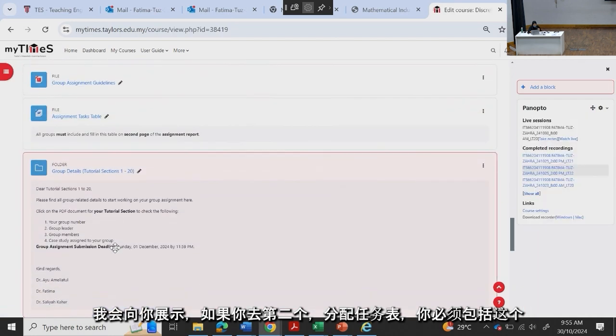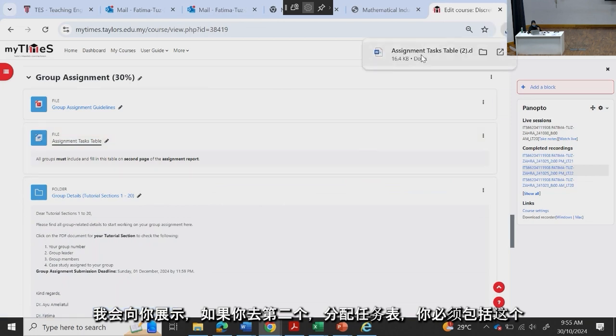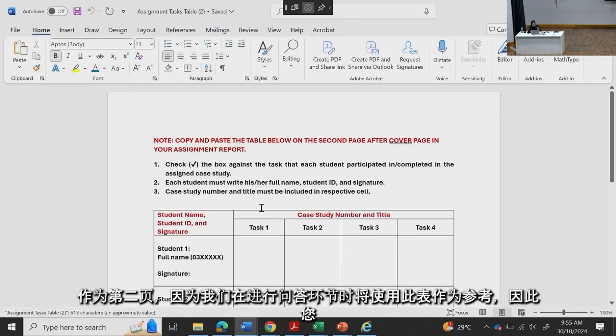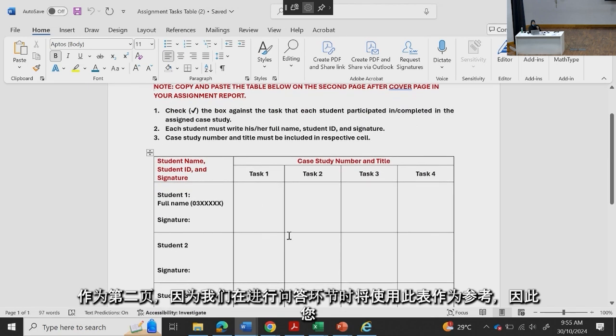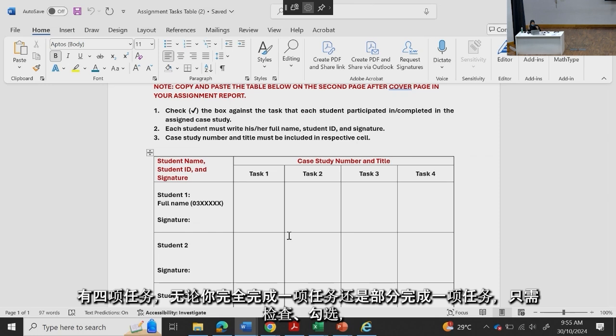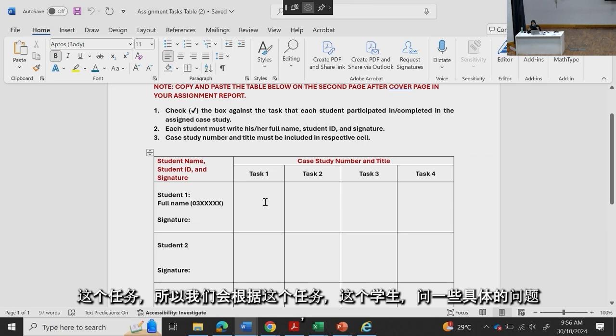If you go to the second one, the assignment tasks table, you have to include this as a second page, because we will use this table as a reference when we conduct the Q&A session. So you have 4 tasks. Whether you completely do a task or partly do a task, just tick mark which task you have done. Because we will refer to that and see, okay, this student has done this task, so we will ask specific questions based on that task from that student.